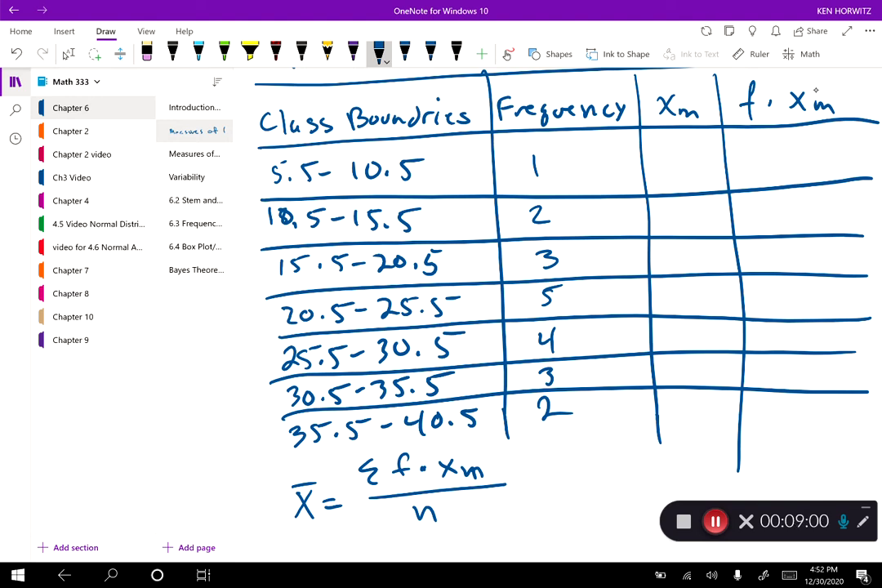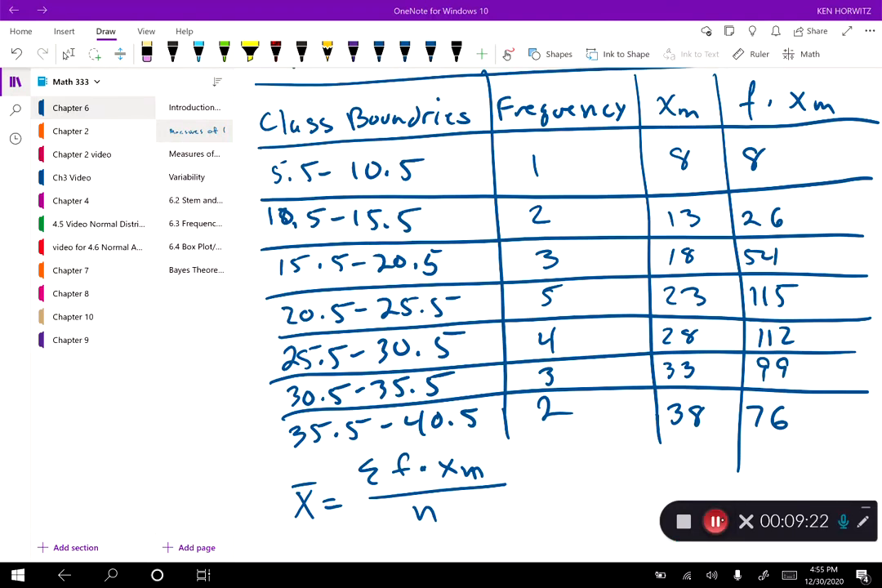Very often, keeping your data organized is a very big key to success. So I'm going to ask you to pause the video at this point, and I want you to find the midpoint of all the class boundaries, and then the frequency times the midpoint. And we'll check our answers on the back end.